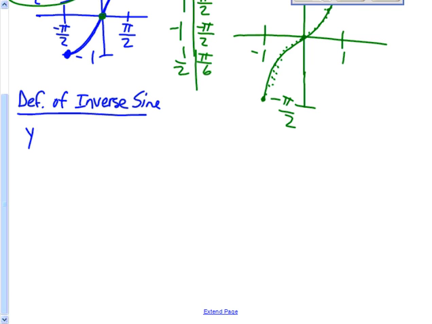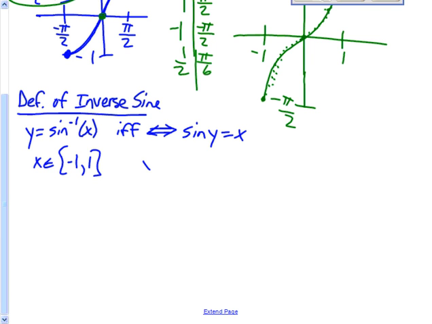Okay. So y equals the arc sine of x if and only if, or if you want to put that arrow, that's the same thing as if and only if, the sine of y equals x, right? Remember those x's and y's flip-flop. And our x now is between -1 and 1, and our y is between -pi halves and pi halves. Okay, so that's going to help us to do some evaluation now.